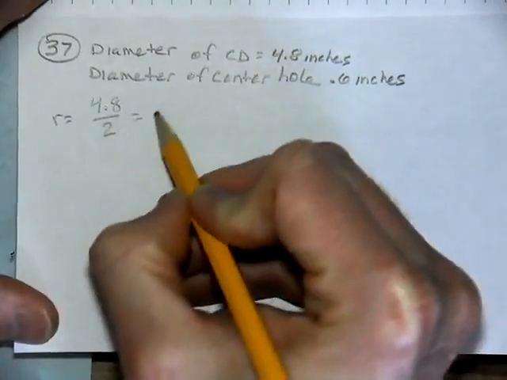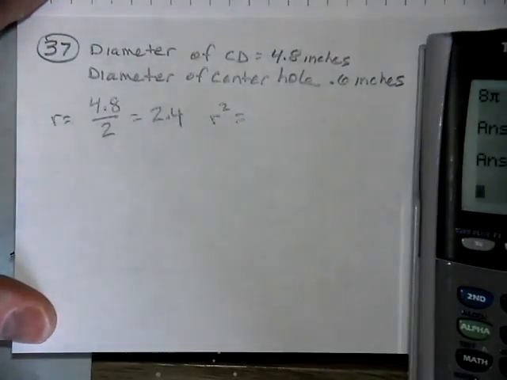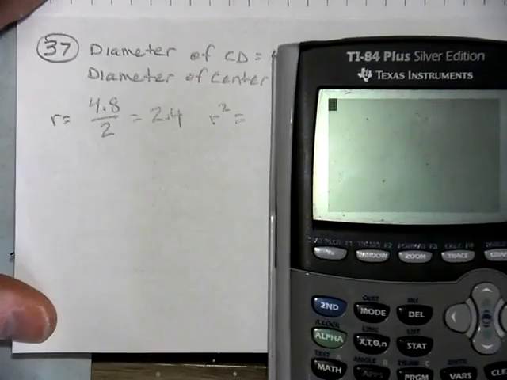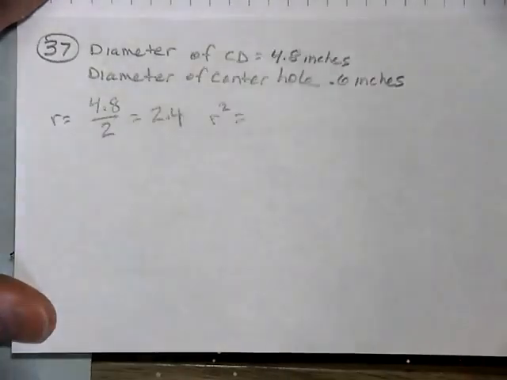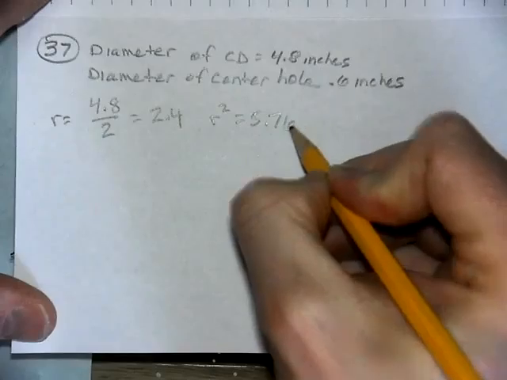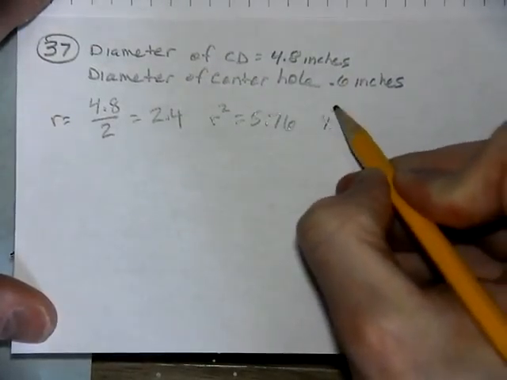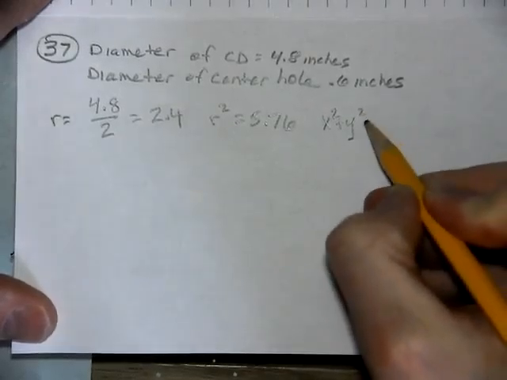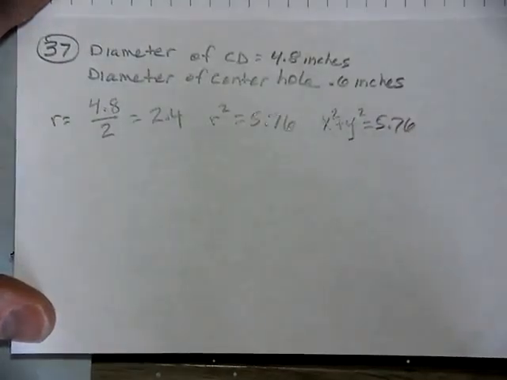And when we square that, we get 2.4 squared, so we're going to get 5.76. So our equation is going to be x squared plus y squared equals 5.76.